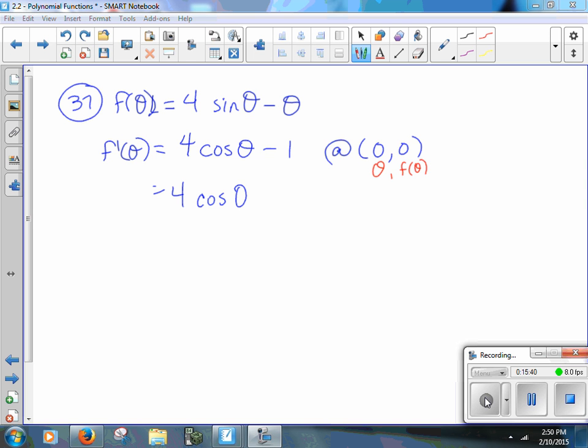Since we're not dealing with x's and y's, we're dealing with thetas and f of thetas, okay? Now, what's cosine 0? Where's the angle 0? Right here. What's that ordered pair? 1, 0. Which one's cosine, which one's sine? Cosine is 1, sine is 0. So what's the cosine of 0? 1. So you got 4 times 1 minus 1. 4 minus 1, which is 3.